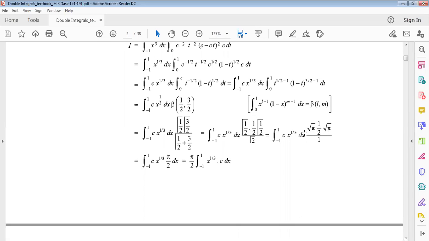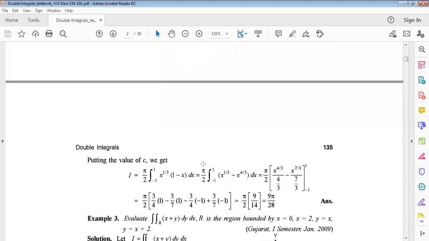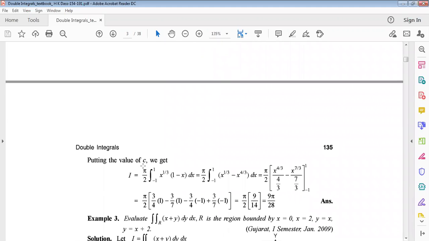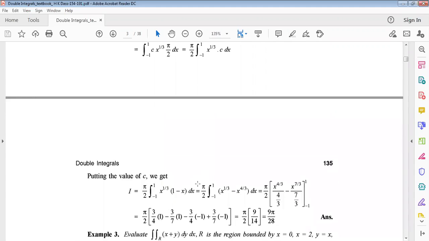Gamma half equals to square root over pi. Then square root over pi equals to only pi. Then only pi by 2. And now taking this integration, taking pi by 2 integral from minus 1 to 1 of x to the power 1 by 3 c dx. Now putting the value of c here, x to the power 1 by 3, 1 minus x to the power dx. Just putting the value of c.